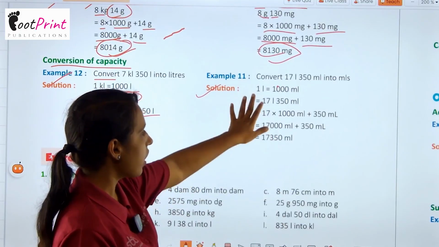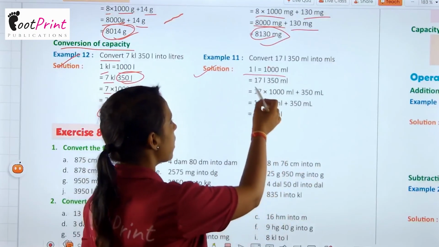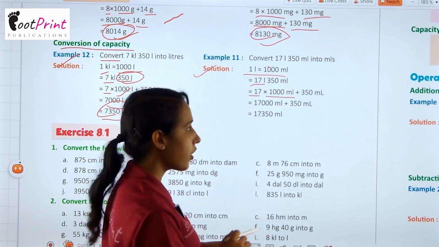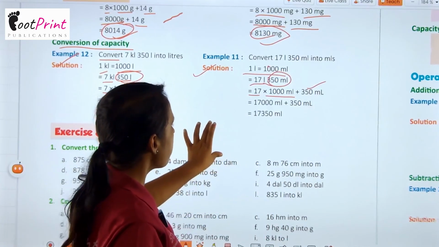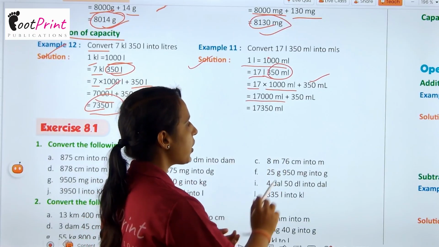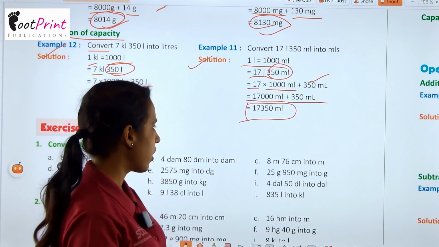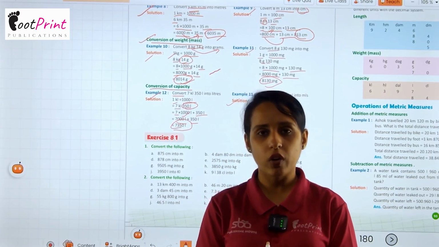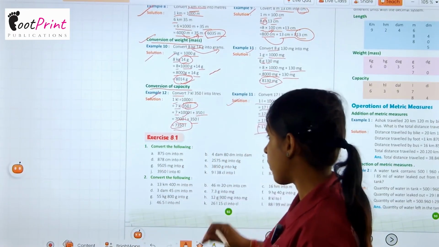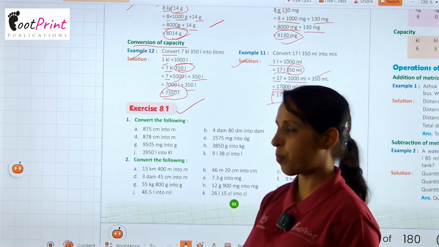And then we have example number 11, convert 17 liter 350 milliliter into milliliters. So we know 1 liter equals 1000 milliliter. Now we convert it. 17 liter means 17 into 1000 milliliter, and here 350 milliliter is written as it is. So here we get 17,000 milliliter plus 350 milliliter, means the answer will be 17,350 milliliter. So students, here we learn how to convert smaller unit to bigger unit and how to convert bigger unit into smaller units.